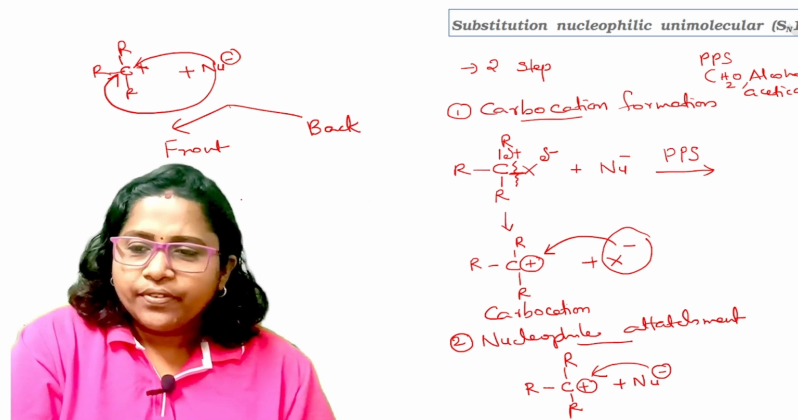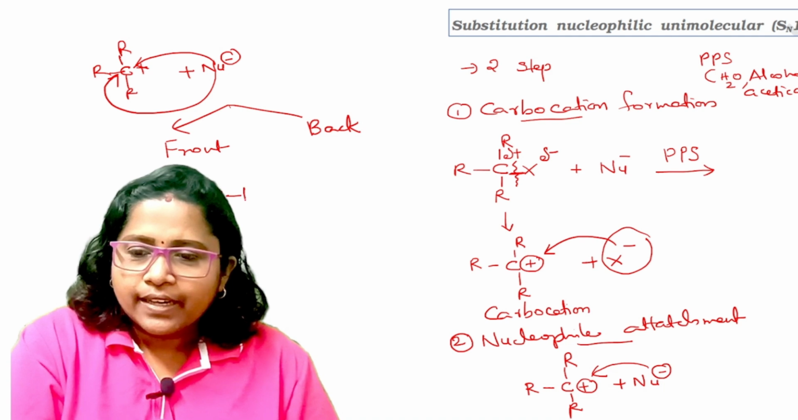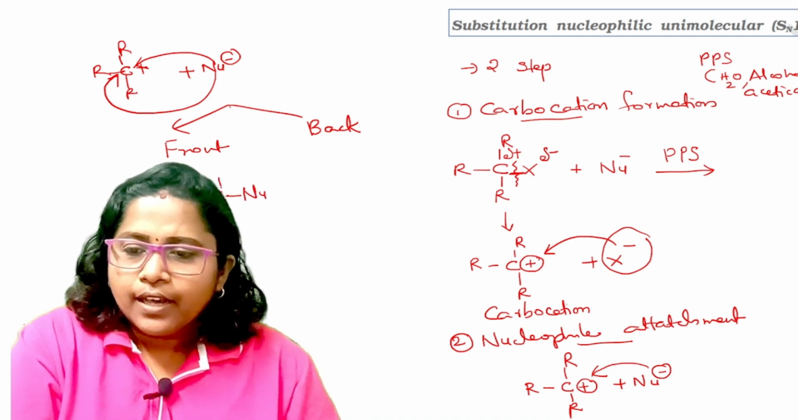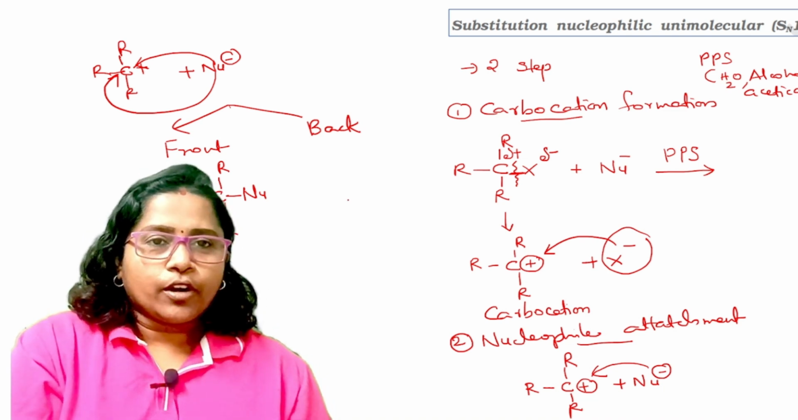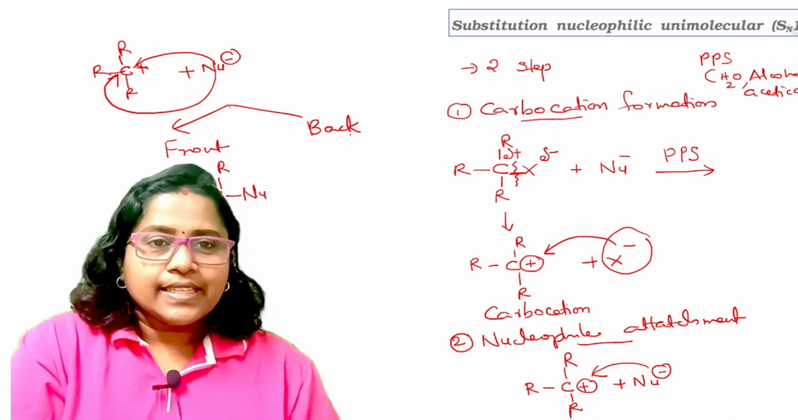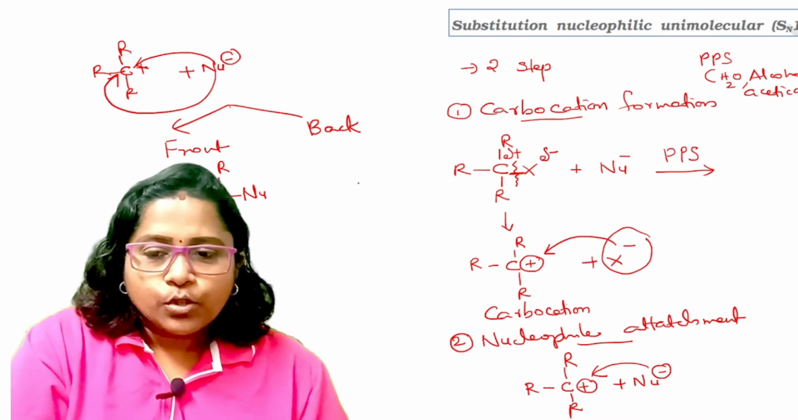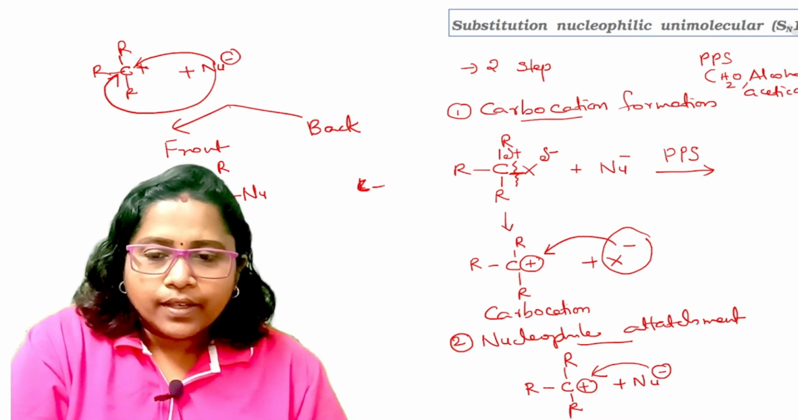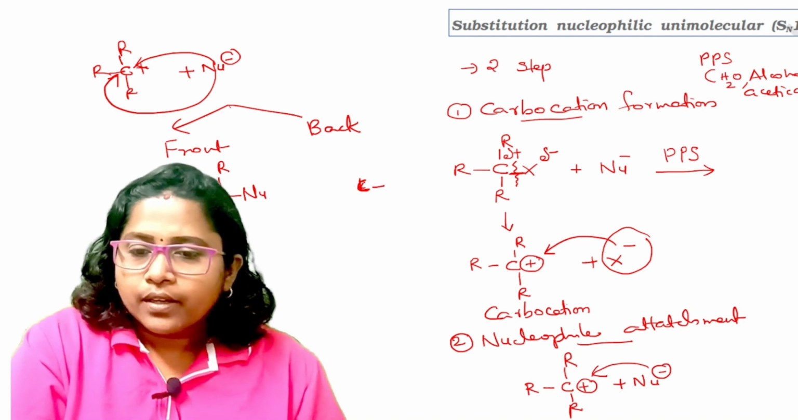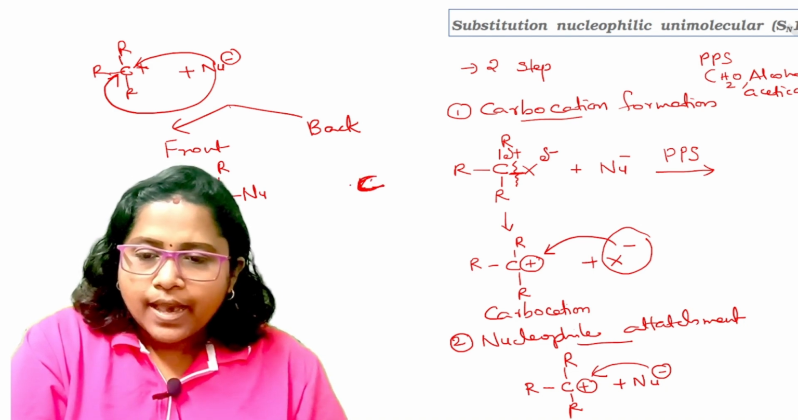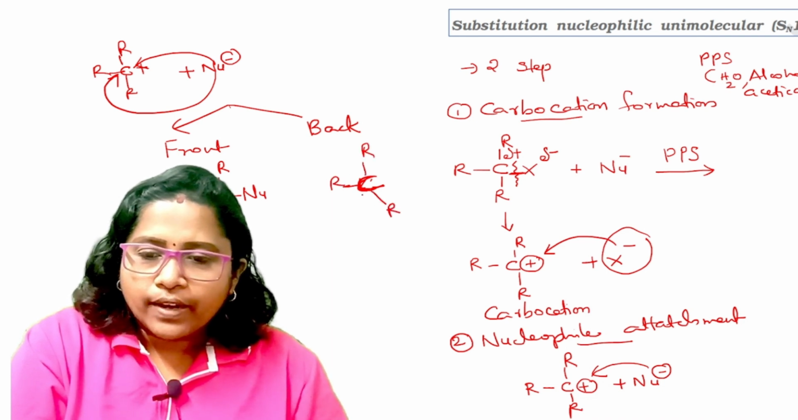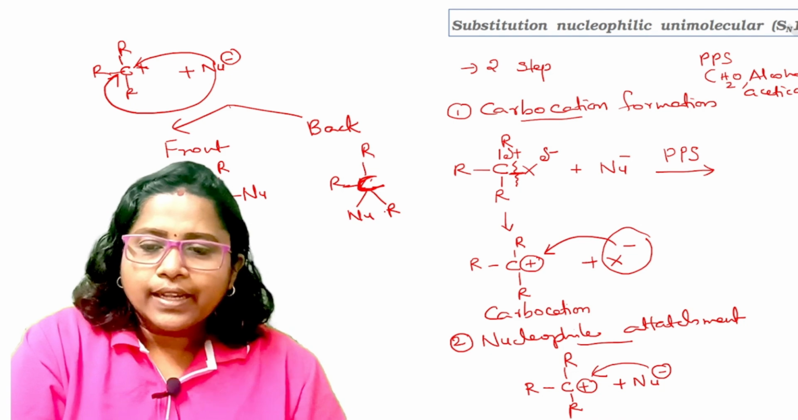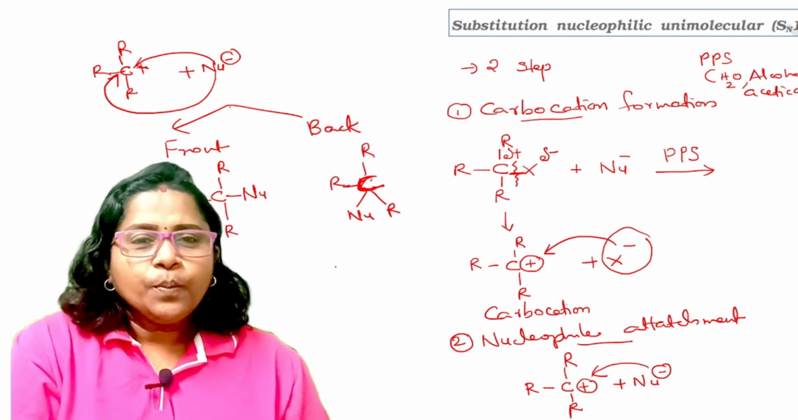Suppose it is attacking the front side, the nucleophile gets attached here, and this is the product. Suppose it is attacked at the rear side, that is the back side, so what is the product? The carbon here, and then R here, and the nucleophile gets attached here. So there are two possibilities.